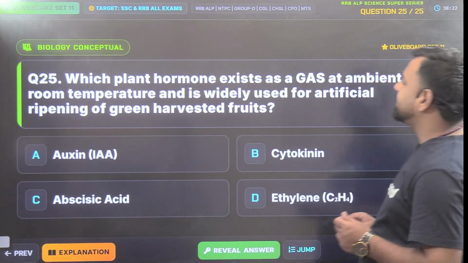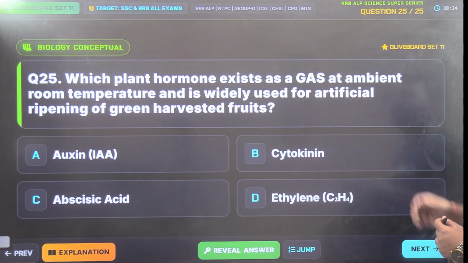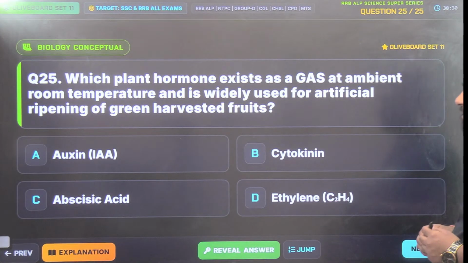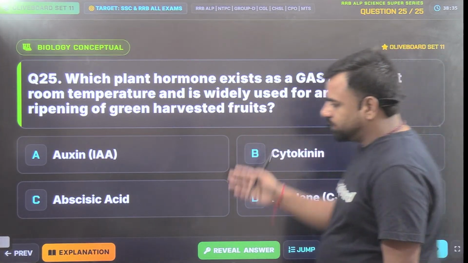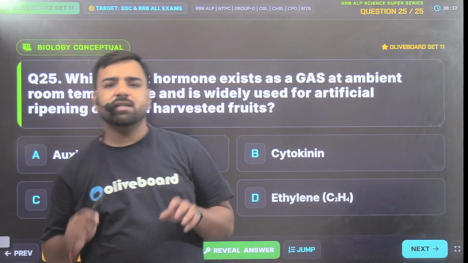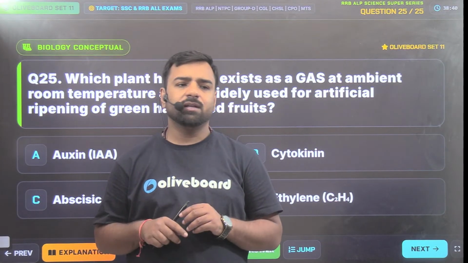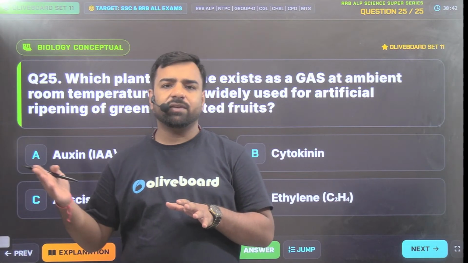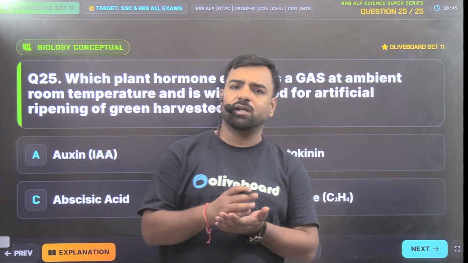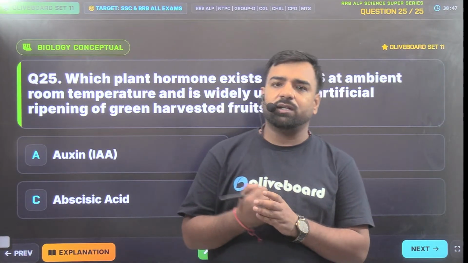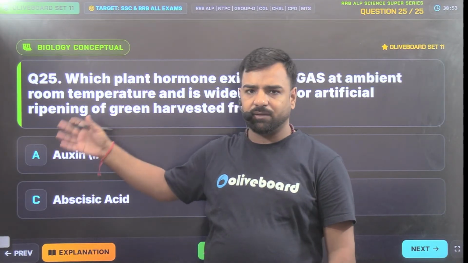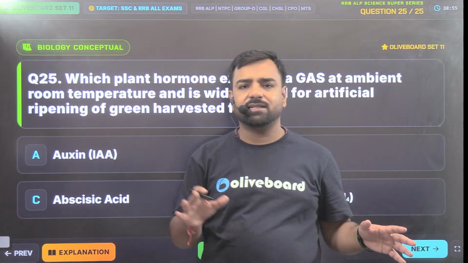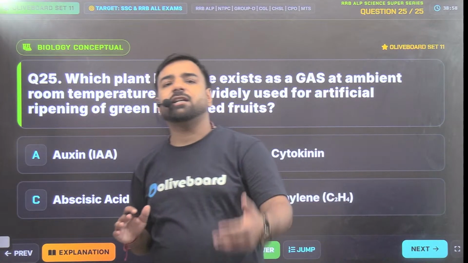Which plant hormone exists as gas at ambient room temperature and is widely used for artificial ripening of green harvested fruits? Is it auxin, abscisic acid, cytokinin, or ethylene? I want to know what the correct answer will be, and please also let me know, is this level okay for you people? I'm not going with the basic level because I'm damn sure you are aware of those particular questions. If you want me to go with the basic level also, I can start with that, but this is the real level. These questions are asked in the examination. That's why I say these are the most expected questions.